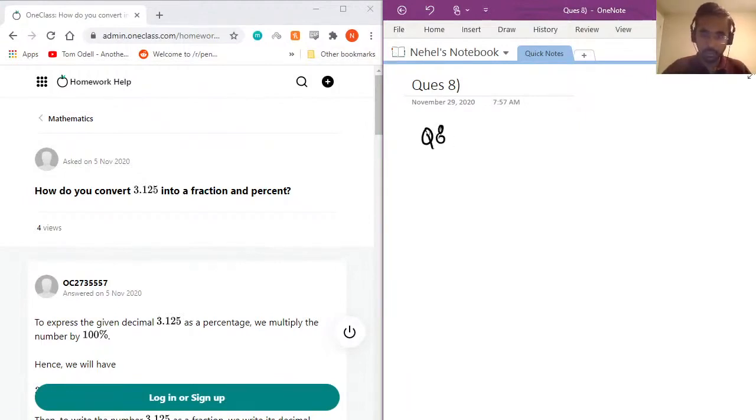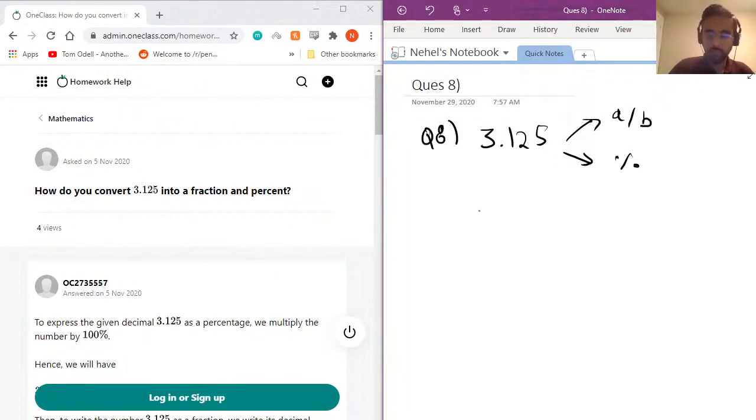Okay, so we need to convert 3.125 into two things: a fraction in a over b form, and then a percentage form. So let's do the percentage first. The way you convert any given number to a percent is you multiply it by 100%.